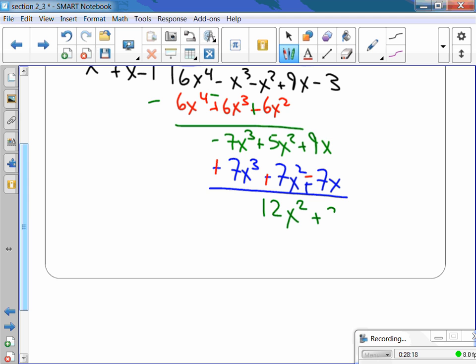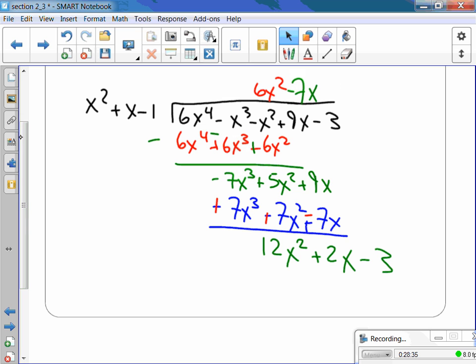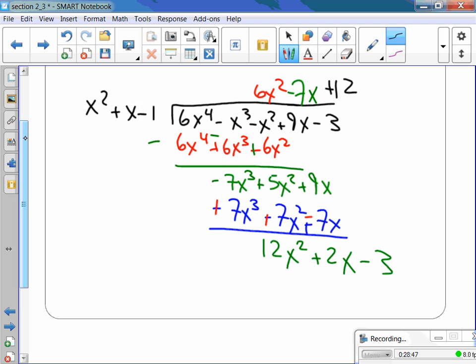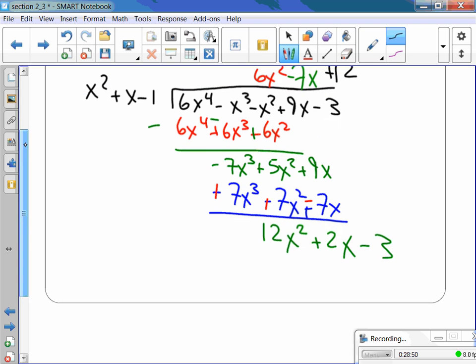Everyone checking on that? Yes. Fernando? Now what? Did you multiply by 12x? No, 12. So you can make x squared into 12x squared, positive 12. So doing that positive 12 to my entire divisor gives us what? It'd be 12x squared plus 12x minus 12. And lastly, Michael? Subtract.